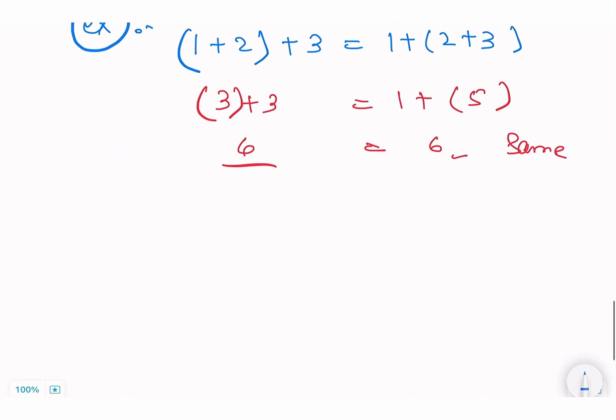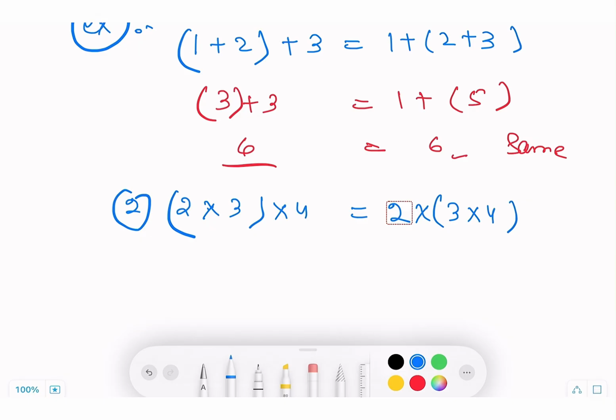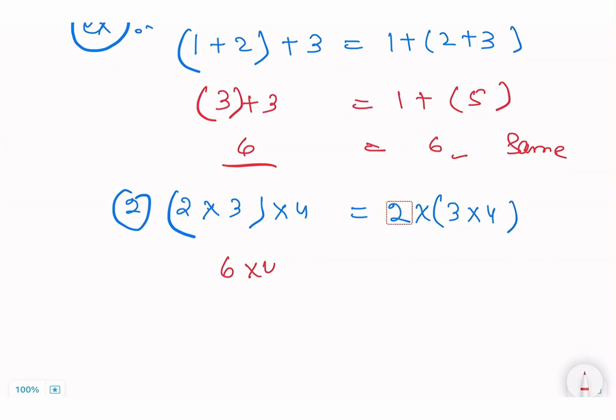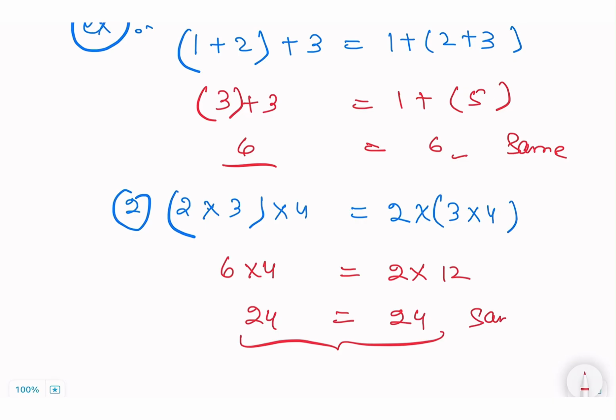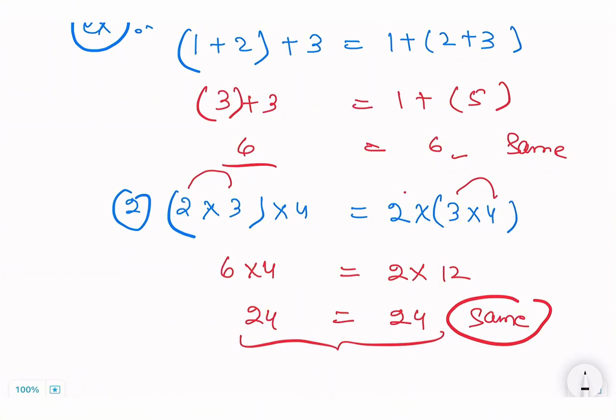Now let's see the second question together for multiplication. (2 times 3) times 4 is equal to 2 times (3 times 4). If we just change the parentheses in the numbers, there will be no change in the answers. So 6 times 4 is equal to 2 times 12. 24, 24. The answer will be the same, whether you do 2 times 3 and then 4, or 3 times 4 and then 2. Okay. So this is the property called the associative property. There is also an exception.